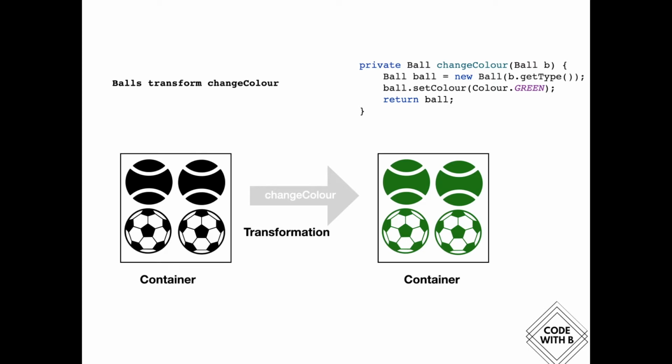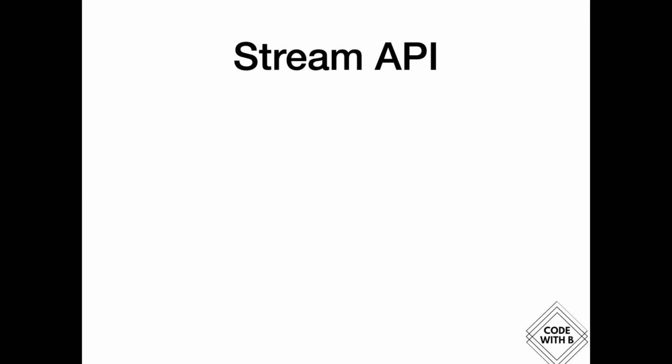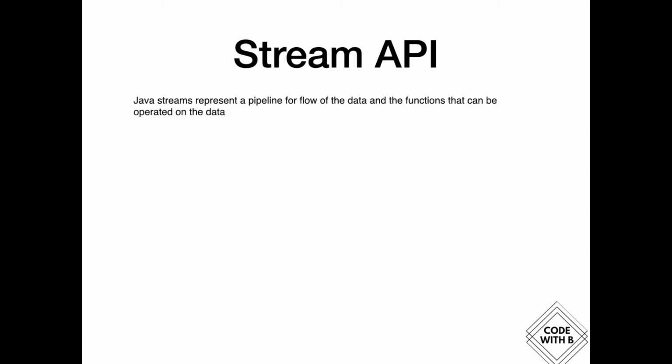But Java is an object-oriented programming language by its design. Collection does not have any higher order functions. Java did not have any functional concepts in it. But with the addition of Java 8, Java got the functional style of programming in it. And we have the Stream API that can provide different kinds of higher order functions that we can use in our program. Java Stream represents a pipeline for the flow of the data, and it also provides the different higher order functions that can be operated on the data.